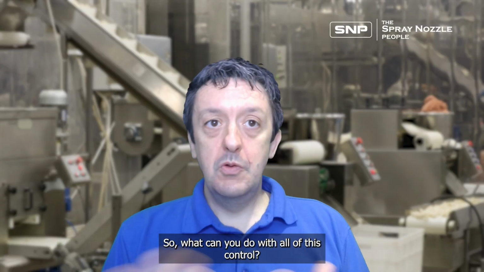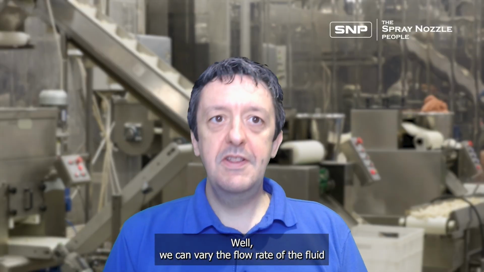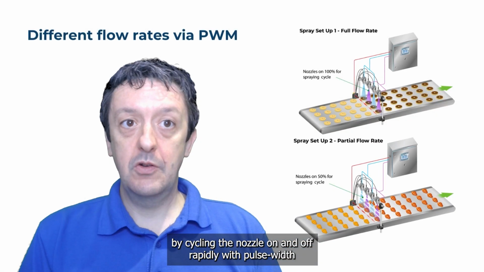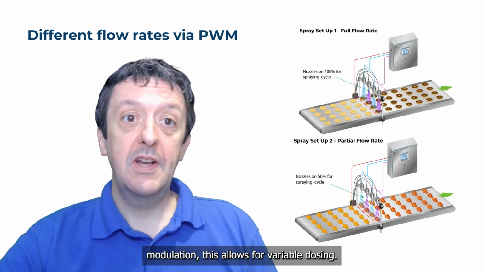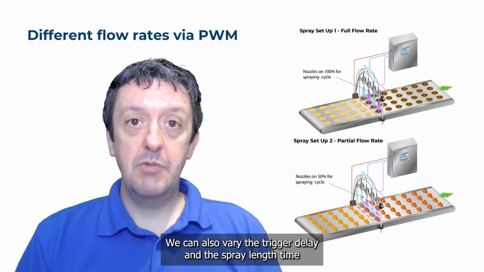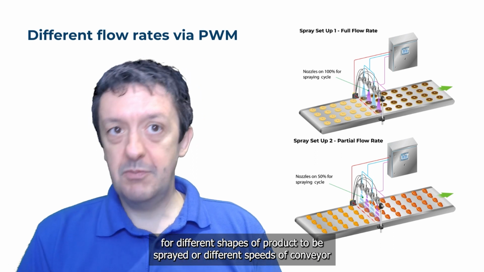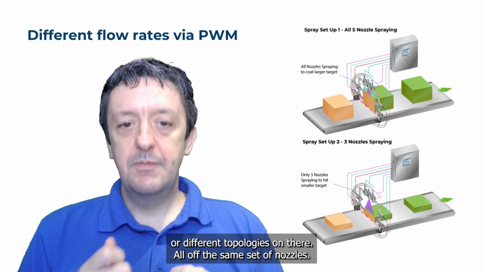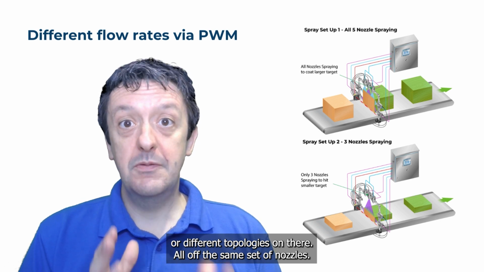So what can you do with all of this control? Well, we can vary the flow rate of the fluid without changing the nozzles or the fluid pressure by cycling the nozzle on and off rapidly in pulse width modulation. This allows for variable dosing. We can also vary the trigger delay and the spray length time for different shapes of product to be sprayed, or different speeds of conveyor, or different topologies on there, all off the same set of nozzles.